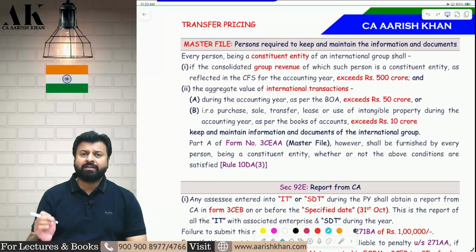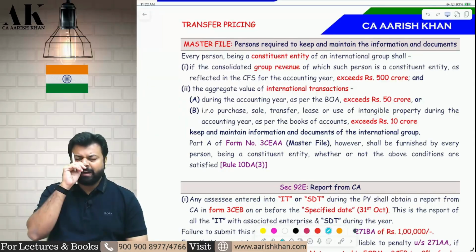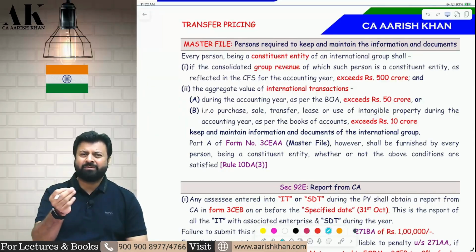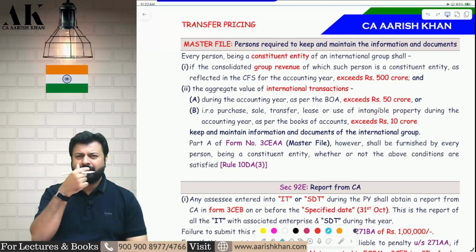And master file will be filed in the country in which you are resident. Whichever country you are resident. Sony India will file in India. Sony Japan will file in Japan. Reliance Industries will file in India. Apple will file in US. Whichever country you are resident, you will file. If subsidiary is resident in India, then subsidiary will file. If the parent is resident, the parent will file. Now, part A, again I am saying, contains some basic information like name, PAN number, etc. So part A is applicable for everyone.